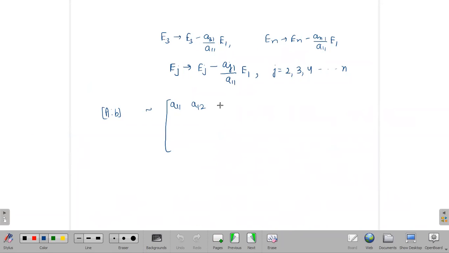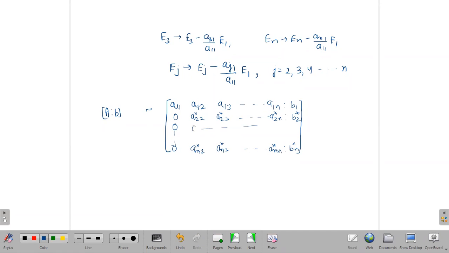So after this, that will give you A1n is to B1. So this will be 0. This will become 0. Then A22. This will change. These entries will change after the operation. Okay. So now you have made these elements 0.